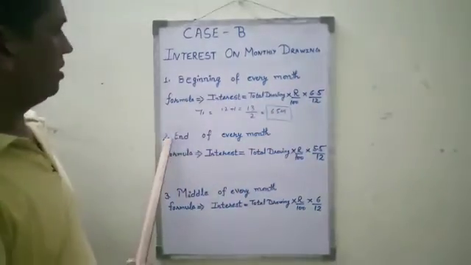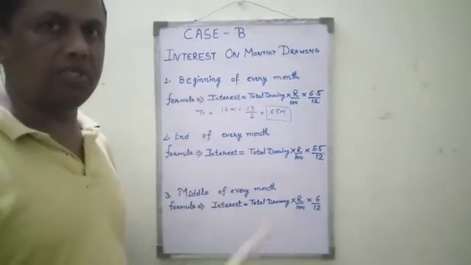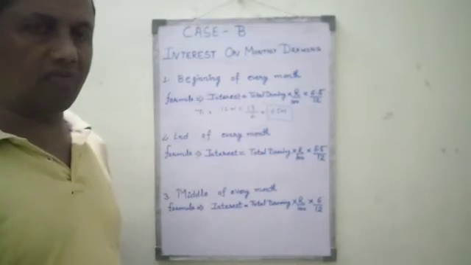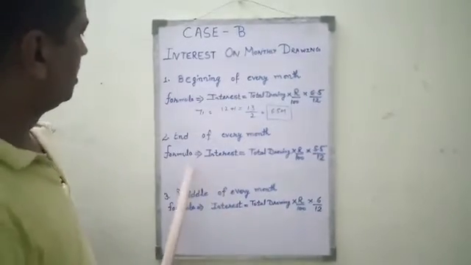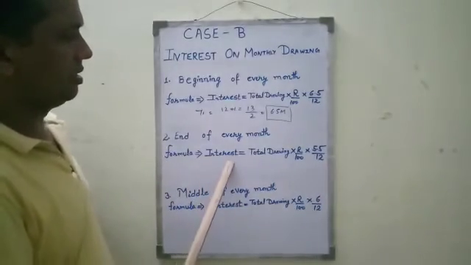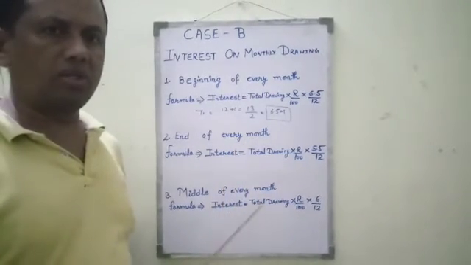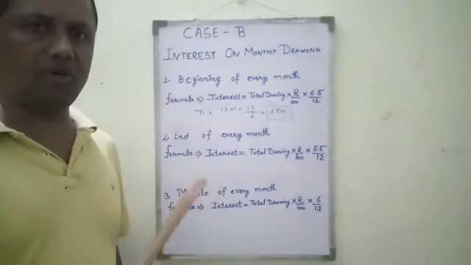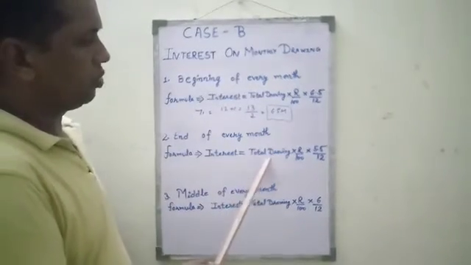And the second method, when the amount is withdrawn at the end of every month. It means the amount is withdrawn at the end of every month throughout the year. It means the total 12 months are there. So the formula is interest is equal to total drawing. Whatever the amount is regularly withdrawn for 12 months, so the total monthly drawing into 12. So this is the total drawing.